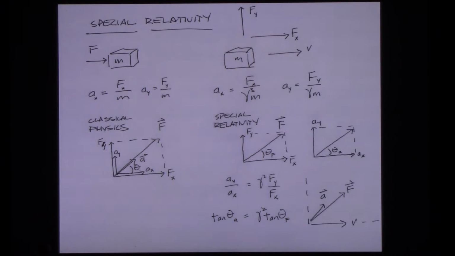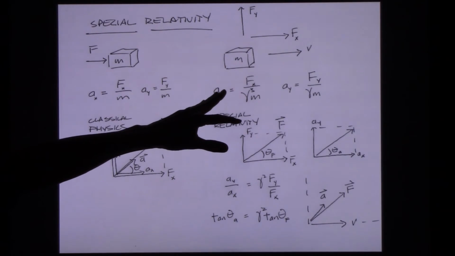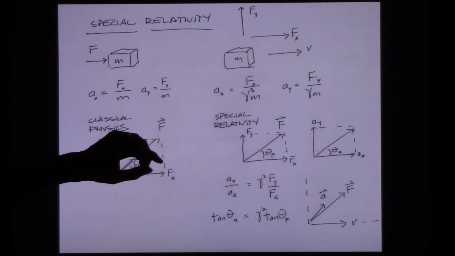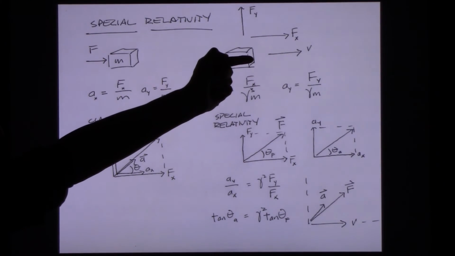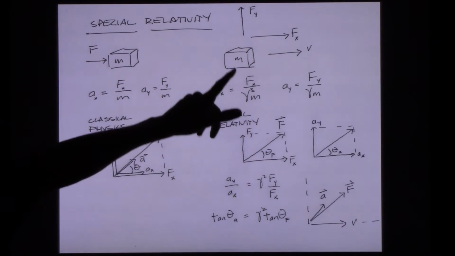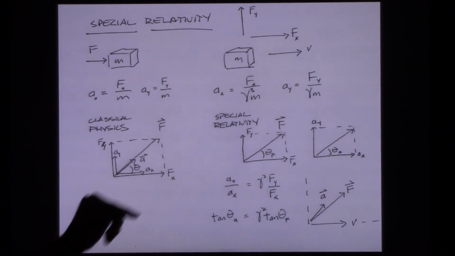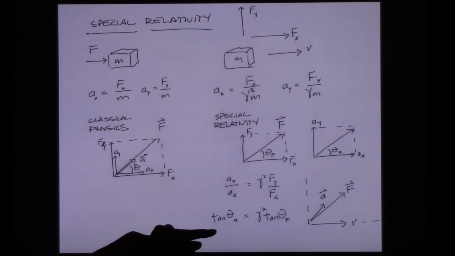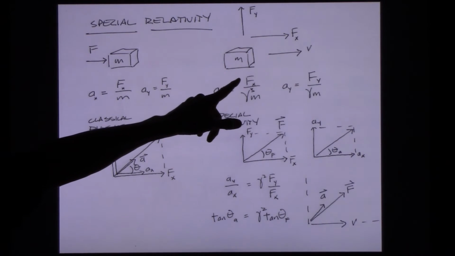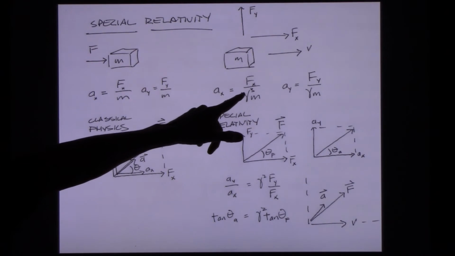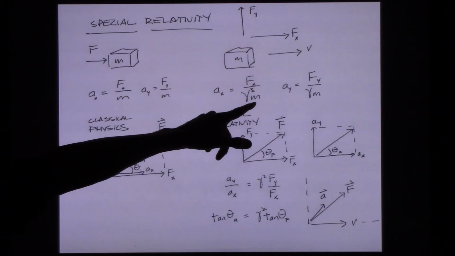Now, we didn't derive this. I'm not going to go into the derivations. But what we can show is in special relativity, if we have an object moving in motion and we exert a force on it, in the direction that it's already traveling, the acceleration that we get is the force divided by gamma cubed times the mass.